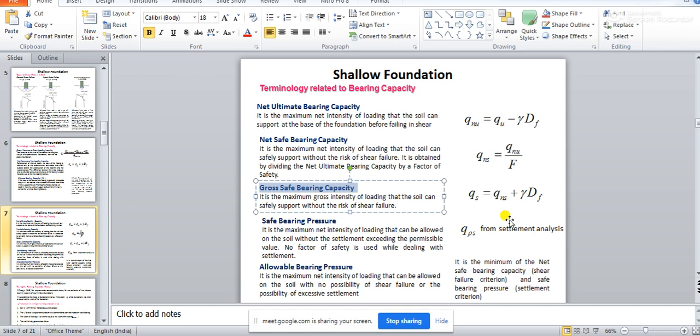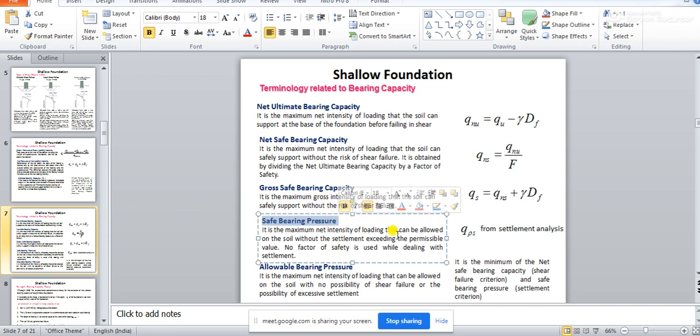Now, coming to another term, that is safe bearing pressure, a very important term. See, safe bearing pressure is a little different from those bearing capacity terms. It is not in the previous terms. You have seen safe bearing capacity. Here you see the term is safe bearing pressure. So, what is the difference between bearing capacity and bearing pressure?